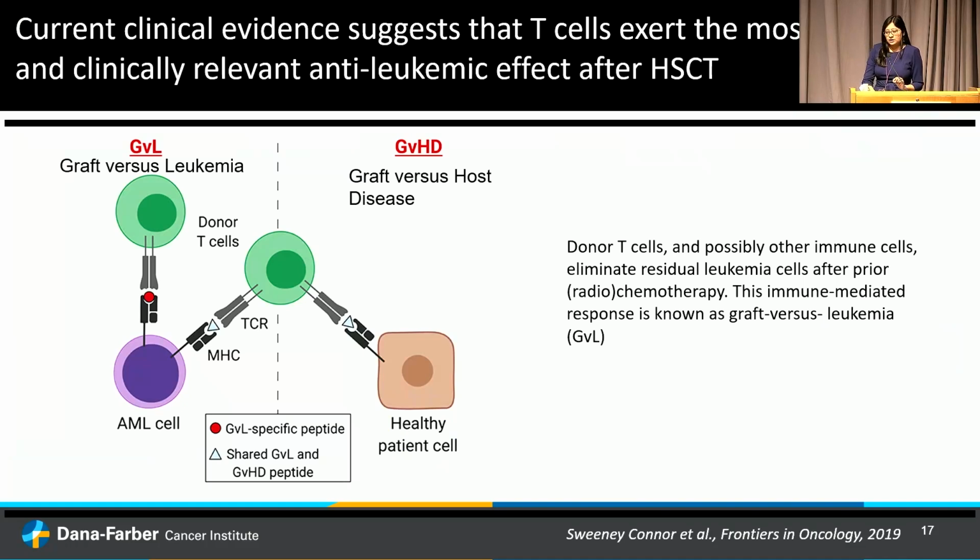So just a note about GVL: graft versus leukemia effect is the mechanism by which allotransplant keeps patients in remission, and we do think that donor T cells are really the main effectors of GVL. Other cells such as NK cells are also being studied.